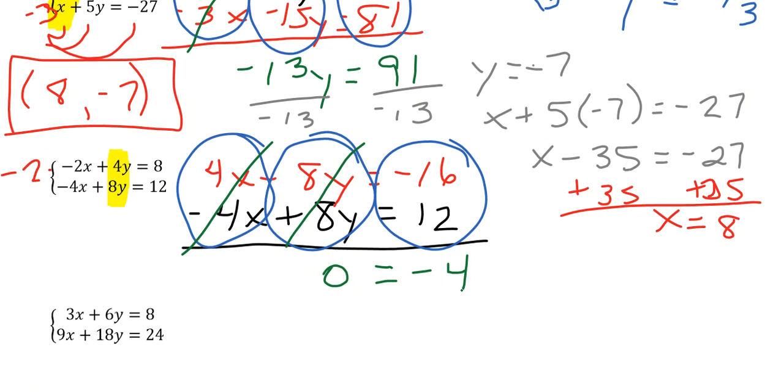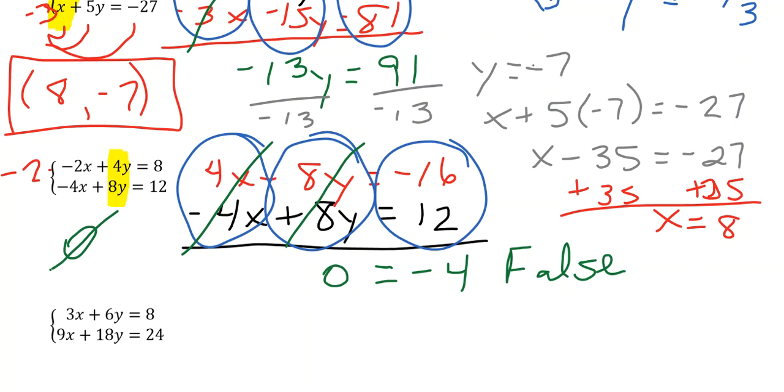Now, is this a true statement? Is 0 equal to -4? There is no way that is a true statement. If this is a false statement, then there is no solution that will make these two true. They will never cross each other. And if you think about the graphing section, that did happen. We did have systems that never crossed, and if you remember, those were parallel lines. So graphically, this is what parallel lines look like when you're solving it algebraically.